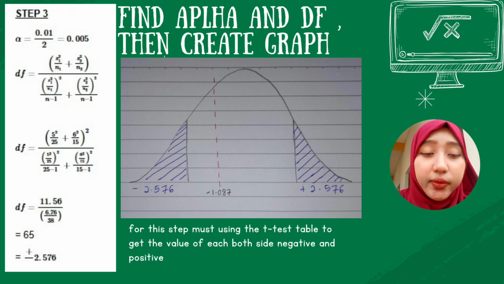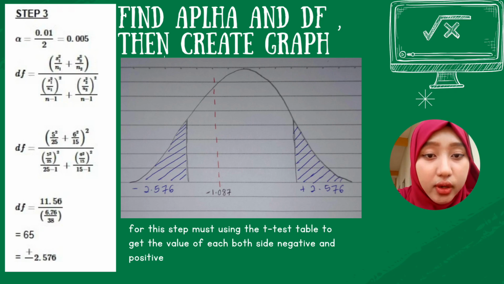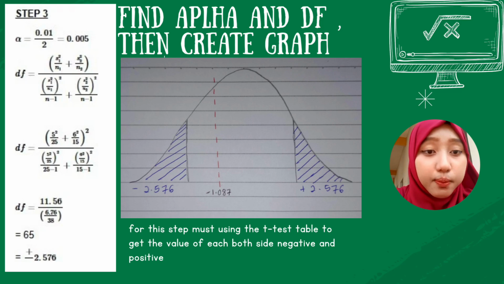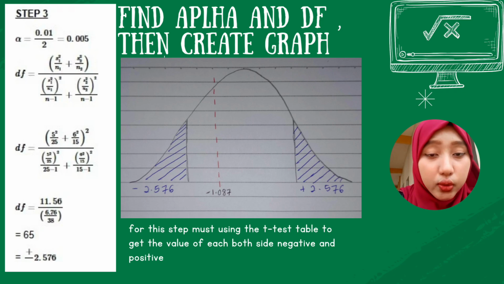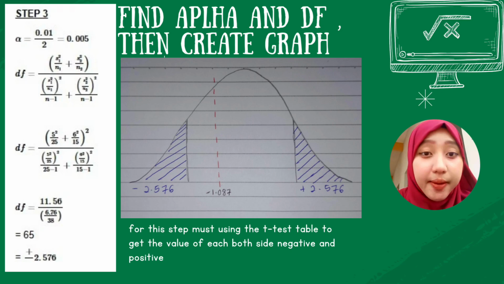After we find the value of alpha and df, use the t-test table to find the value to put in the graph. And here is the graph. For this step, using the t-test table we get the value for both sides, negative and positive, since it is two-tailed. Then the red line is the t-test value, and the blue one is the value of alpha and df using the table.